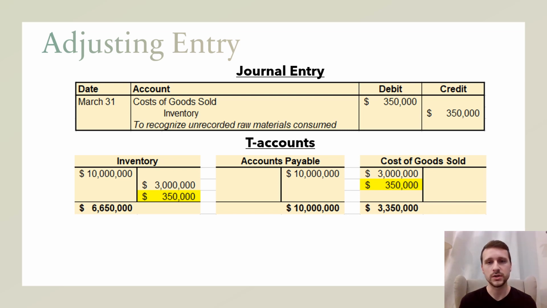And below that journal entry, I also included the T accounts as well. And you can see highlighted in yellow that $350,000 credit to inventory, as well as the corresponding cost of goods sold $350,000 debit. That would hit the income statement. That increased the expense by that same amount.